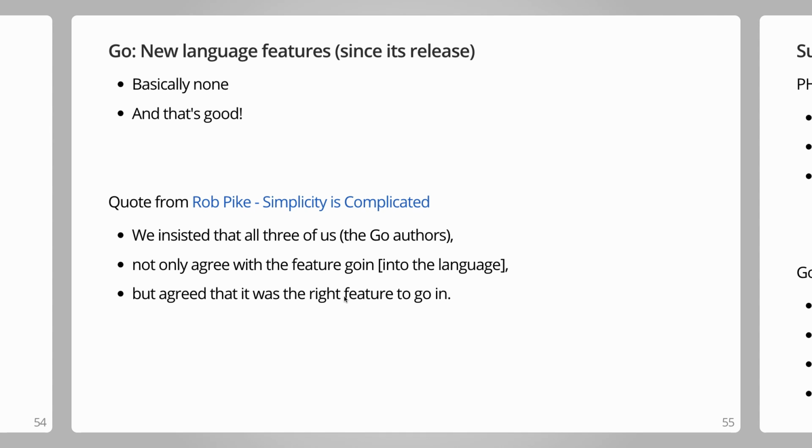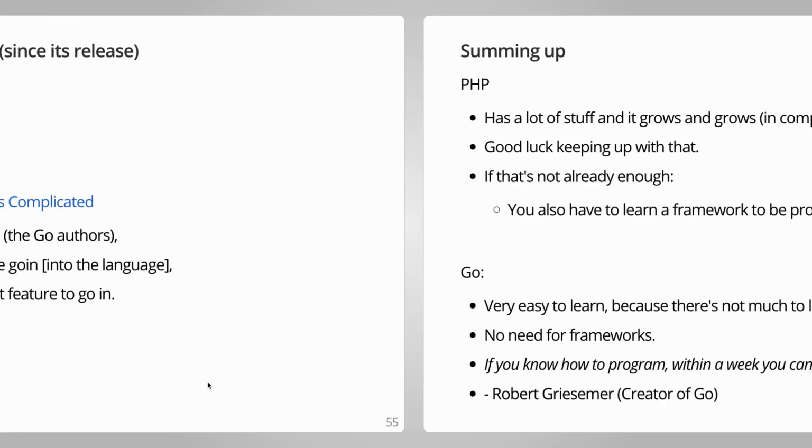One quote from Rob Pike, one of the creators, from when they discussed whether a feature should go into the language, is from his talk Simplicity is Complicated: we insisted that all three of us, the Go authors, not only agree with the feature going in, but agreed that it was the right feature to go in. So this essentially scraps everything that is implemented in many other languages, but actually not very useful.